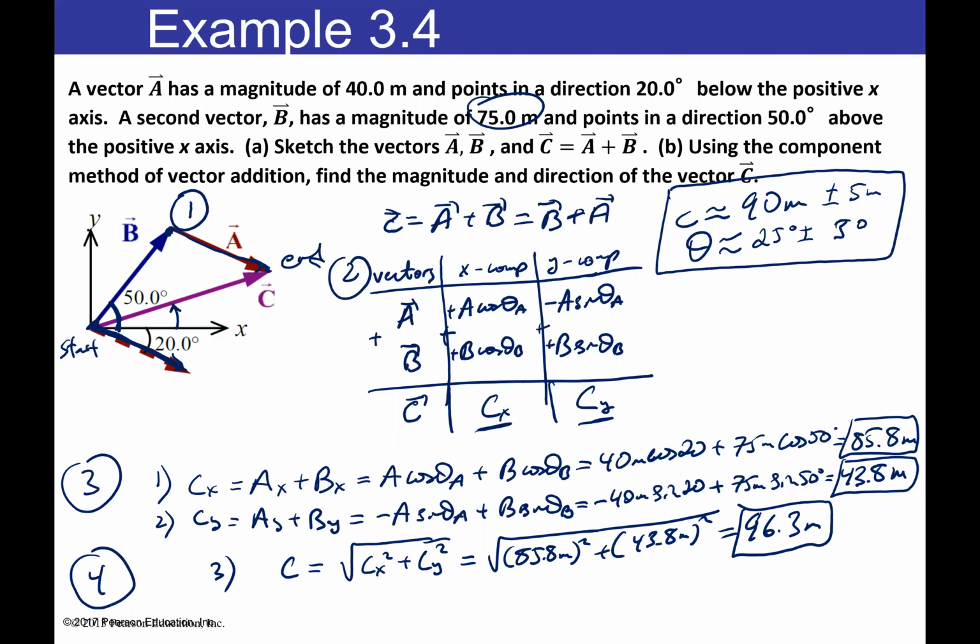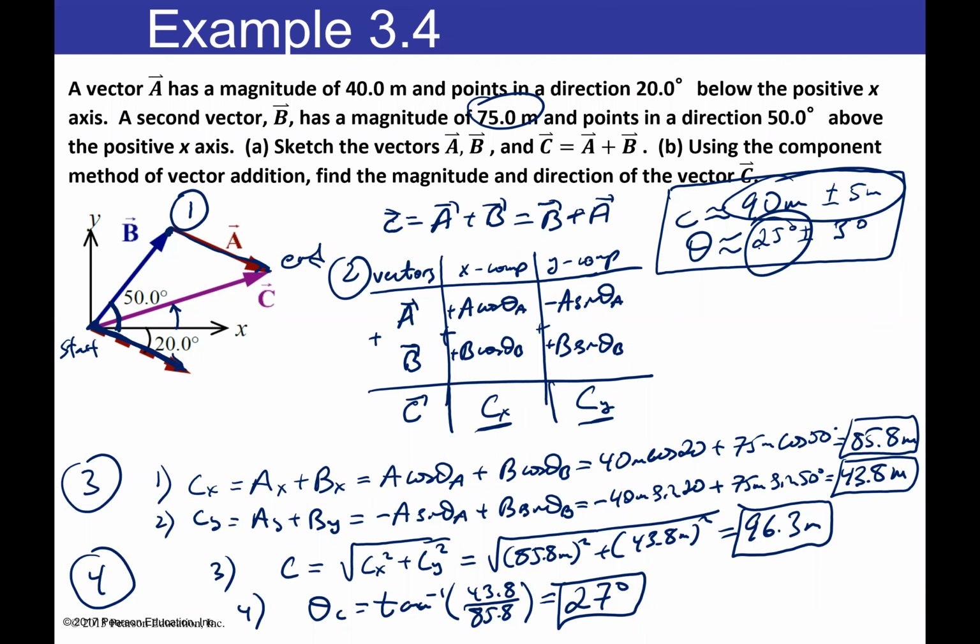There you go, which kind of matches what I have. Maybe for my uncertainty I should have probably put plus minus 10, but it is a little bit more than what I predicted. I predicted 90 plus or minus 5, but this is 96, but still close enough. And equation 4 gives you the direction, theta C, which will be the inverse tangent of the y component, 43.8, over the x component, 85.8. And if we calculate this, I'm going to get 27 degrees, which matches my prediction of roughly 25 plus or minus 3. And that's what we do.